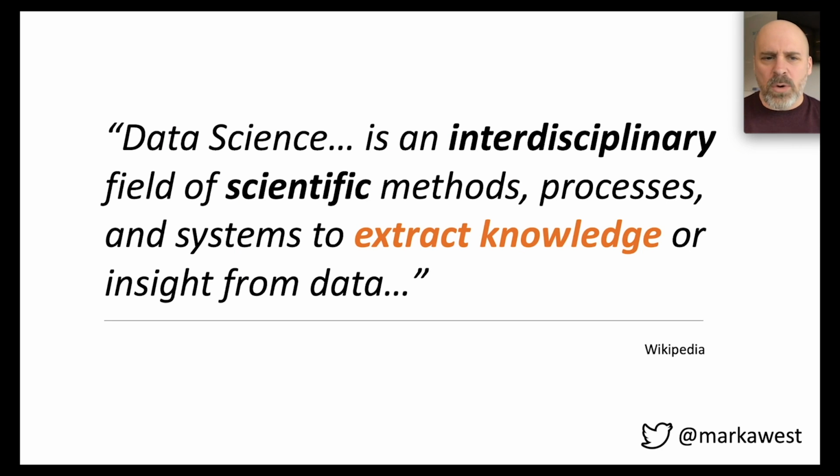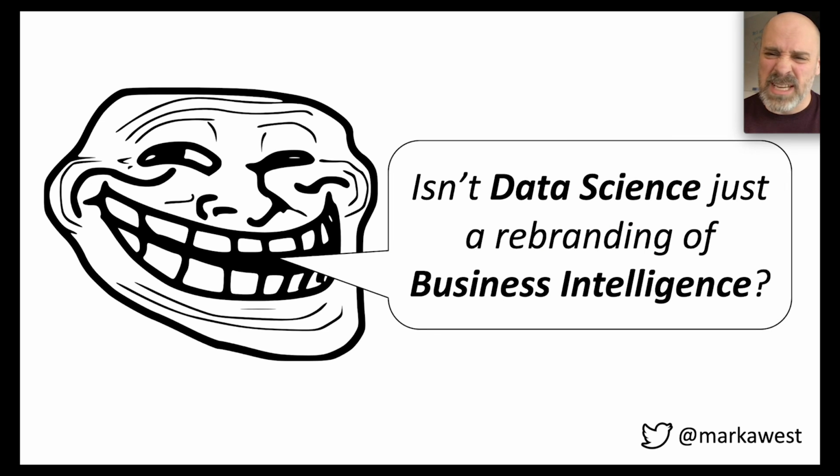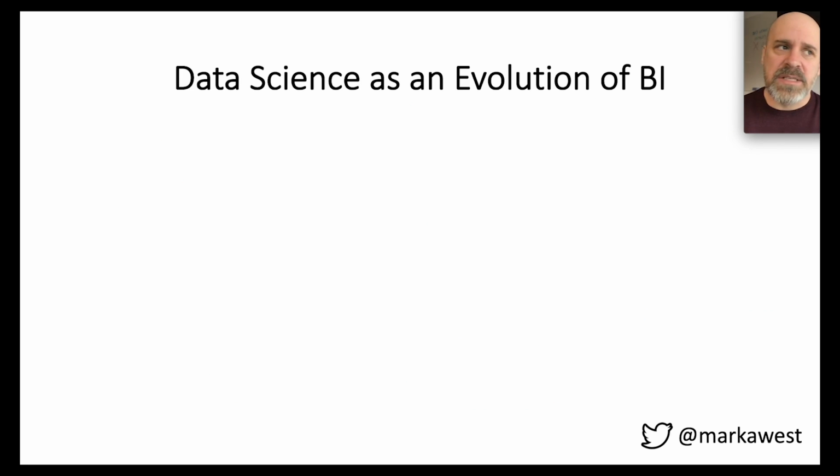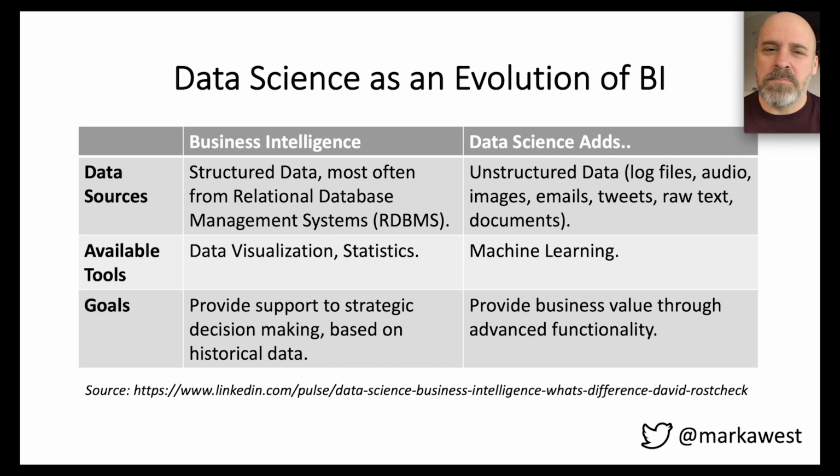So back to our Wikipedia quote: data science is about extracting knowledge from data. Well, what does that mean? It's very easy to get confused here and think, isn't data science just a rebranding of business intelligence? I mean, business intelligence is about extracting information from data. But when people ask me whether data science is just a rebranding of BI, I answer no, definitively no, because in my eyes, data science is an evolution of BI. What data science does is build upon BI to give us even cooler stuff. So we can look at different ways in which data science builds upon BI.